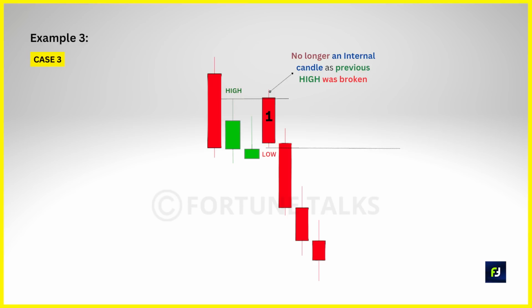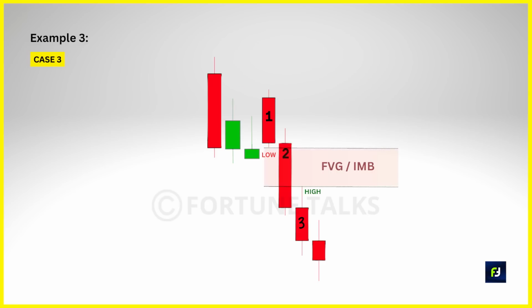Now there can be another scenario when the high of the last bullish candle has been broken. Now how will you mark the imbalance in this case? So here this bearish candle is no longer an inside candle, and thus we can number it as 1 and mark its low, and subsequently we can number the other candles as 2 and 3 and mark the high of the third candle, and thereby we can observe the imbalance.